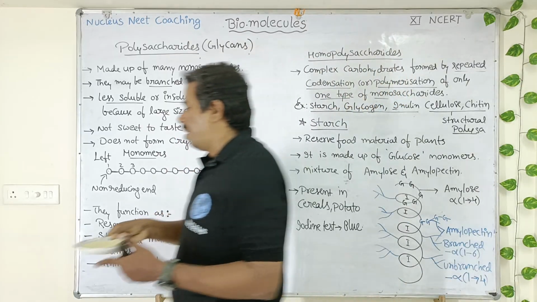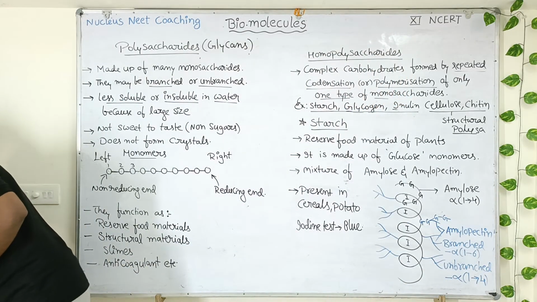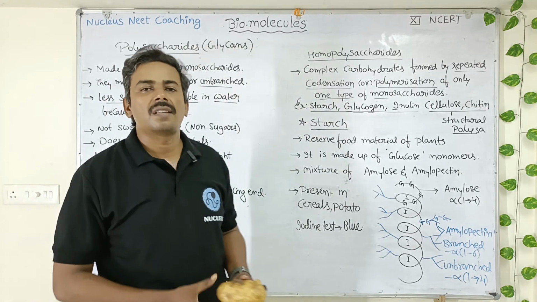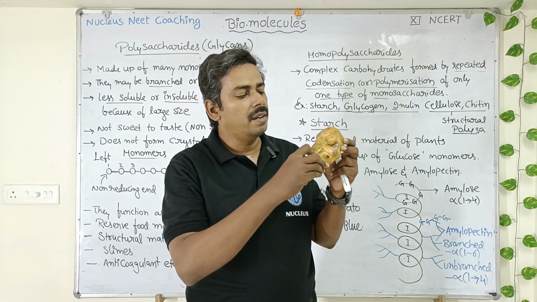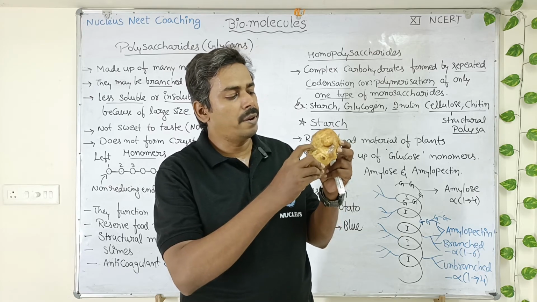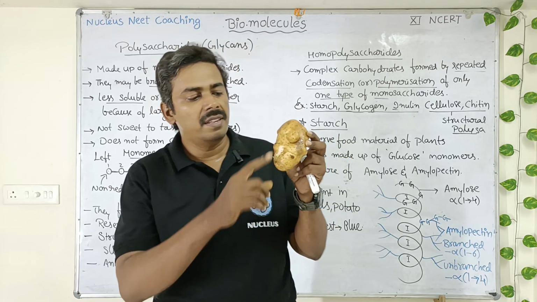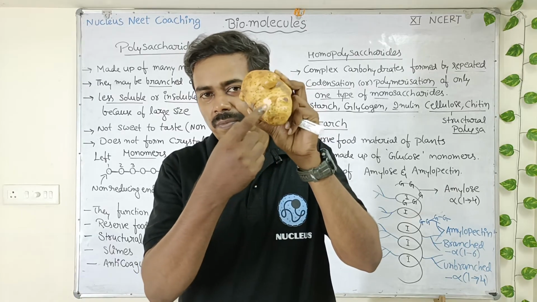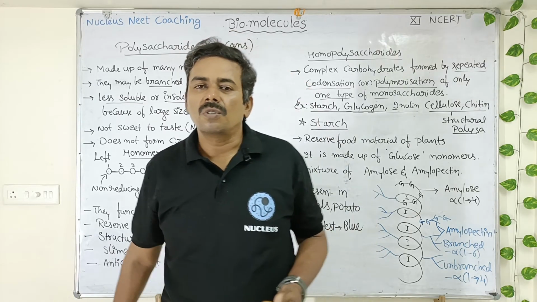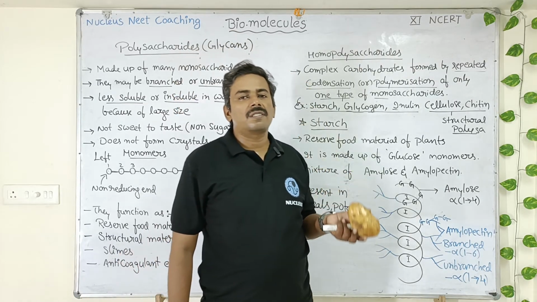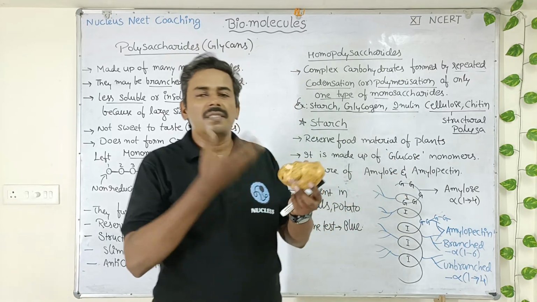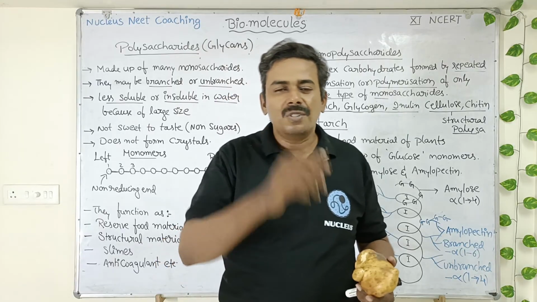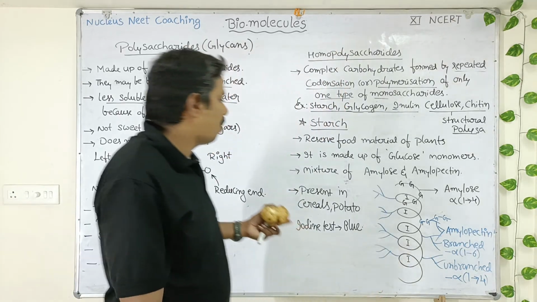Okay. Next, another example for starch is potato. Inside the potato, if you scrape out the peel, you can see inside there is starch. This is the starch. If you do the iodine test of potato and rice, you will get blue color, which indicates that this is starch. Understood the concept, students? Copy down.